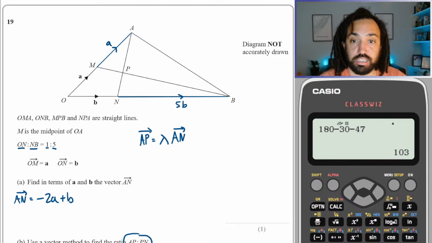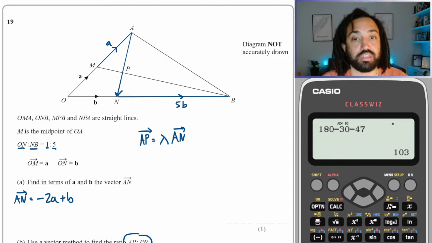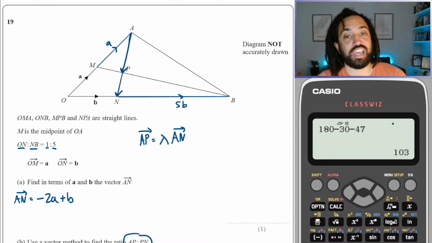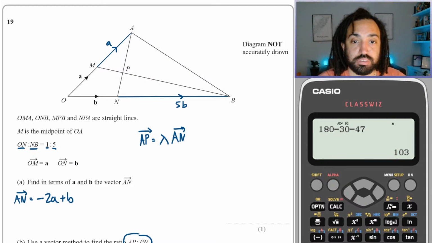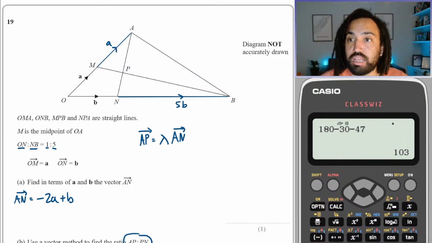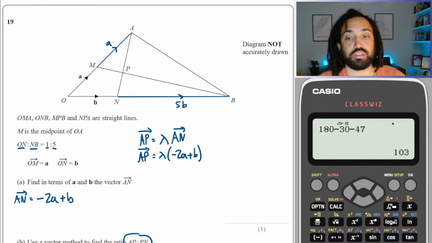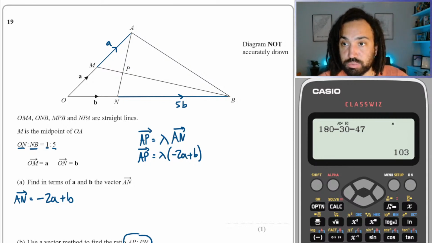Okay, so A to N we already know, but A to P is definitely a fraction of A to N, and we're going to call it lambda. So we can say that A to P is equal to lambda multiplied by AN, which is minus 2A plus B. Okay, and then what you need is the vector cross, is what I like to call it.